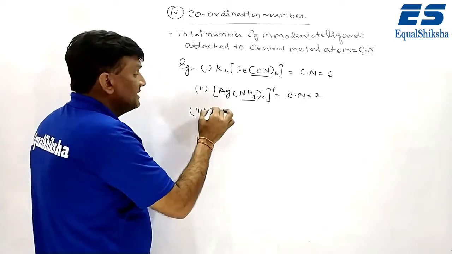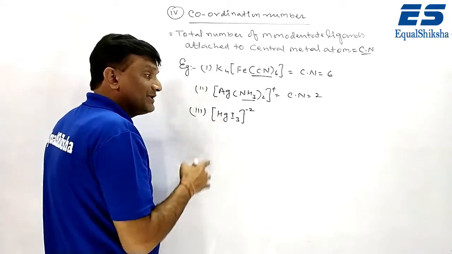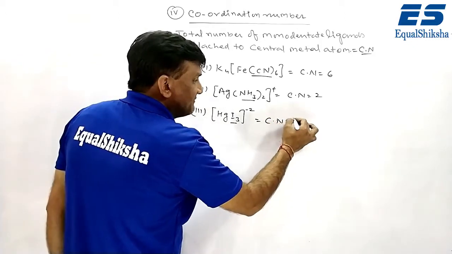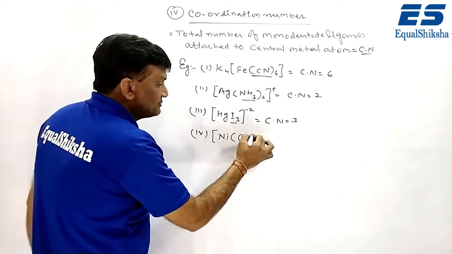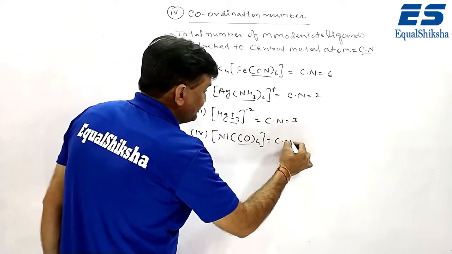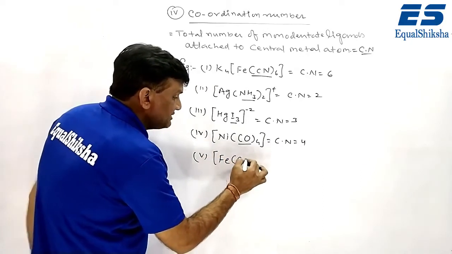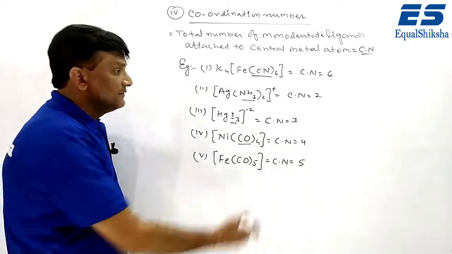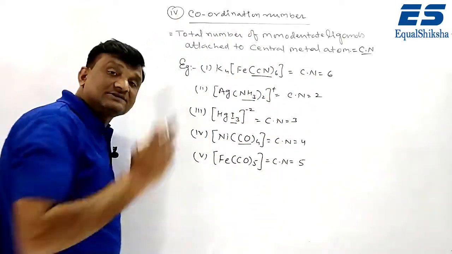Third example, [HgI3]-2. You can take it as a monodentate ligand. Total number is 3. So coordination number will be 3. If there is [Ni(CO)4], once again a neutral monodentate ligand, so its coordination number will be 4. If there is [Fe(CO)5], then its coordination number will be 5. So coordination number 2, 3, 4, 5, and 6.